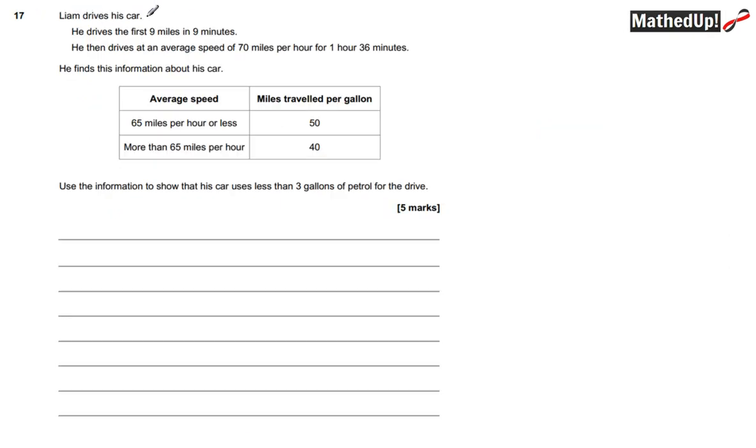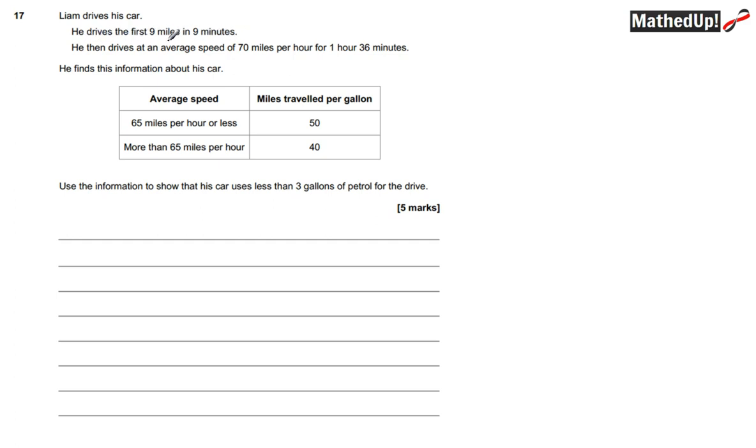Question 17. Liam drives his car. He drives the first 9 miles in 9 minutes. He then drives at an average speed of 70 miles per hour for 1 hour 36 minutes. He finds this information about his car. When the average speed is 65 miles per hour or less, the miles travelled per gallon is 50. When his average speed is more than 65 miles per hour, then the miles travelled per gallon is only 40. We need to use the information to show that his car uses less than 3 gallons of petrol for the drive. Okay, so first of all, let's find out the speed he was going over here.